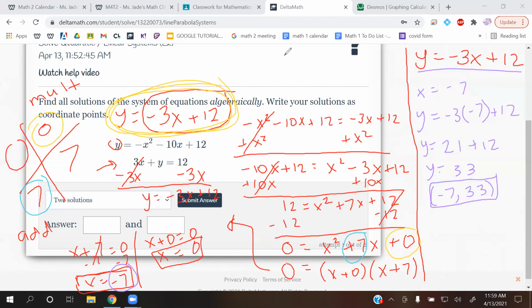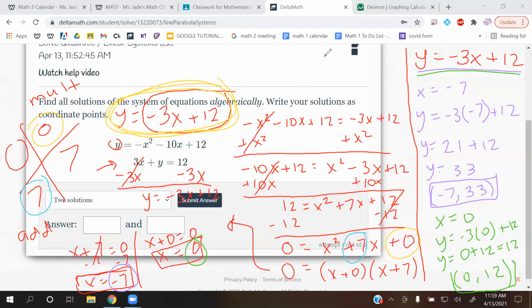That's our first point. The next point, I will do that in green. The next point is when x is equal to 0. So let's plug it into our y equation. Y is equal to negative 3 parentheses 0 plus 12. So y is equal to 0 plus 12, which is just equal to 12, because 0 plus anything is the anything. Therefore, our next point is 0, comma 12. The x value is 0, the y value is 12, and that is our final answer.